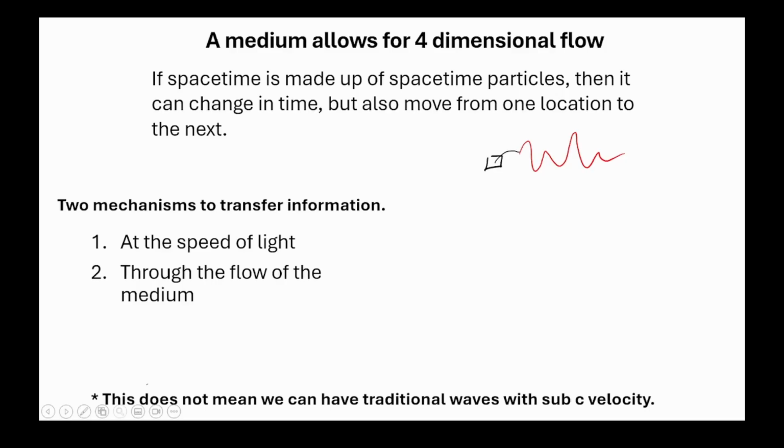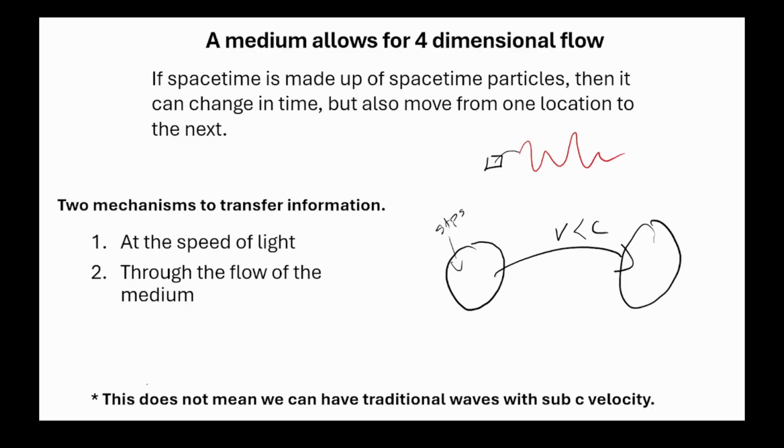However, if we allow spacetime to flow in 4 dimensions, basically what's going to happen is that we can have a blob of STPs. If they move over here, the information is being moved at some velocity that is less than c as well.